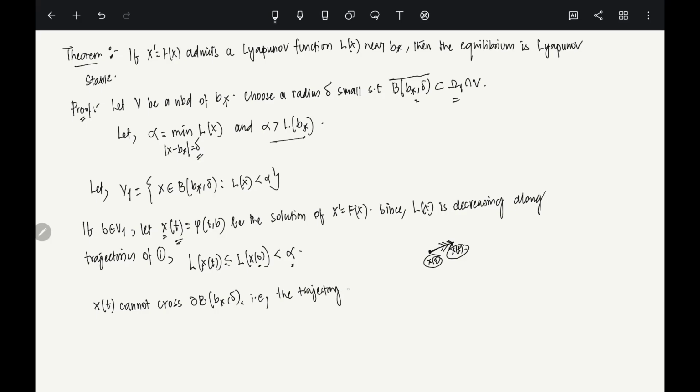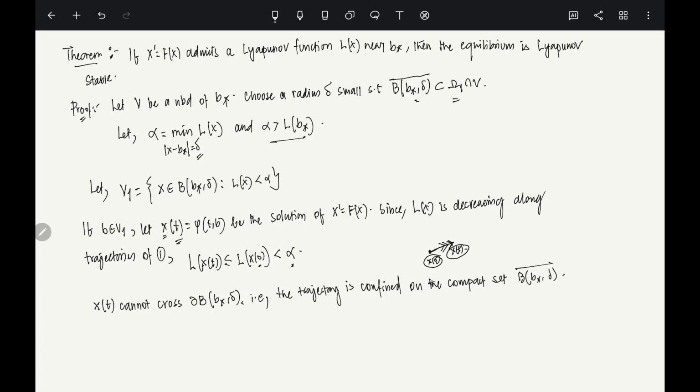The trajectory is confined on the compact set. What is the compact set? The ball with center V star and radius delta, the closure of that. But you remember we talked about this property a long time back, while talking about the maximum interval of existence.